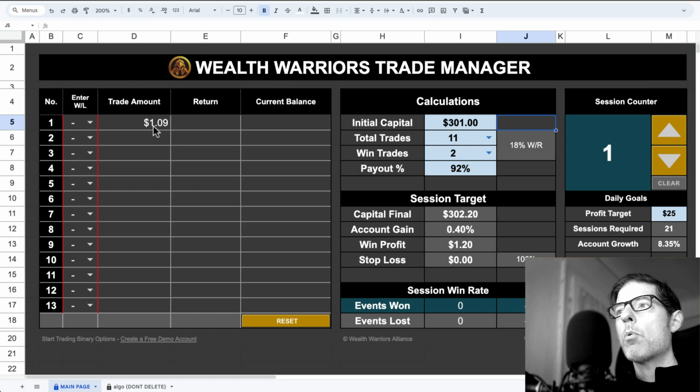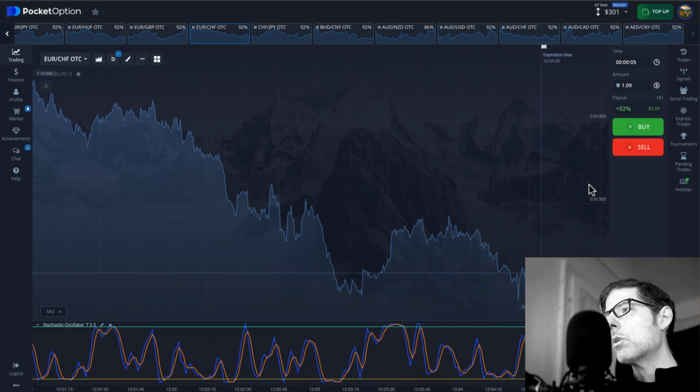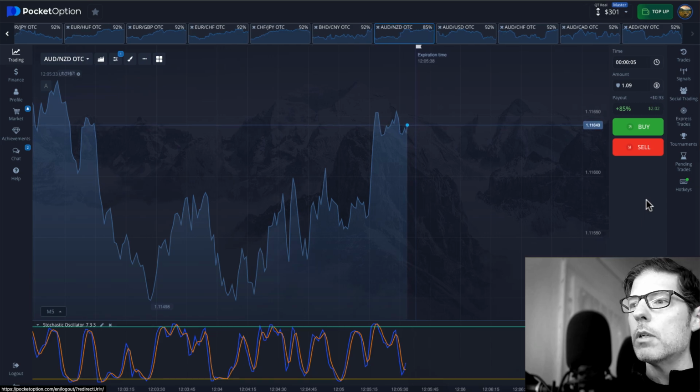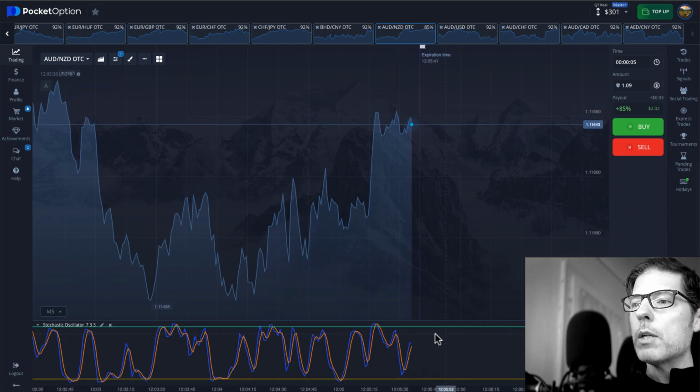The trade amount for the current initial capital is going to be 109, and that's the same amount. So let's continue. I'm going to probably switch the chart here. Let's look for something else. Here we go. So we're watching the blue and orange line.